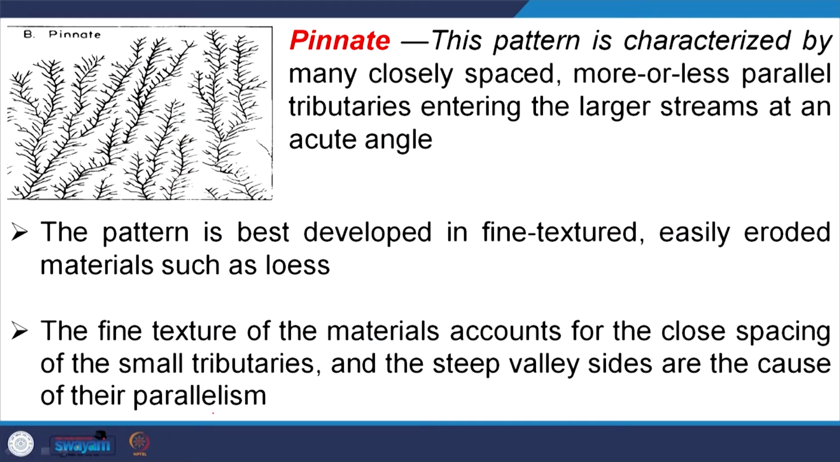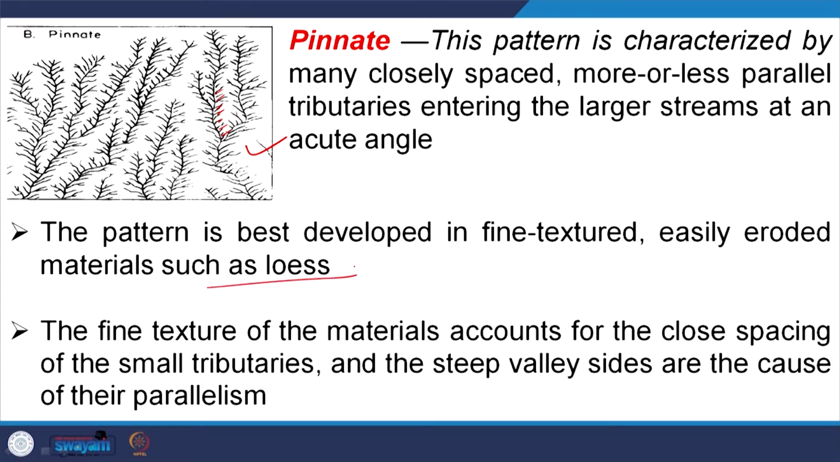Then the second type of drainage we will discuss is the pinnate. Pinnate is the pattern characterized by many closely spaced, more or less parallel tributaries entering the large stream at an acute angle. Here if you see this figure, it is very closely spaced drainage and they are more or less parallel. These tributaries are more or less parallel, entering at an acute angle to the main drainage. This pattern is best developed in fine textured, easily eroded materials such as loess.